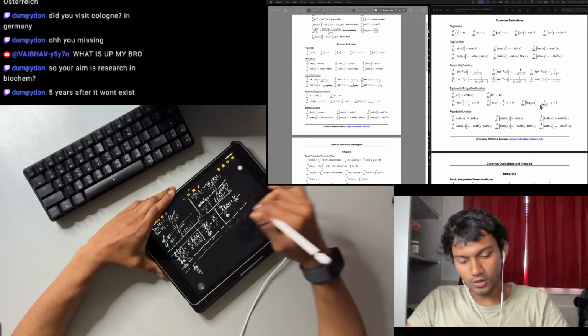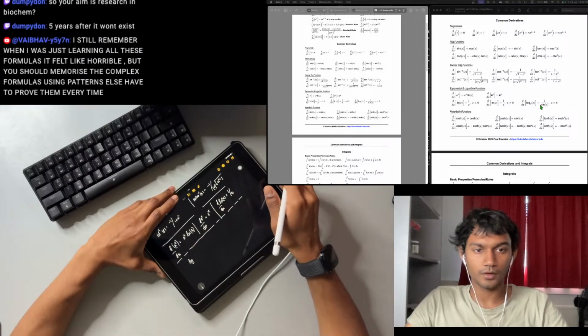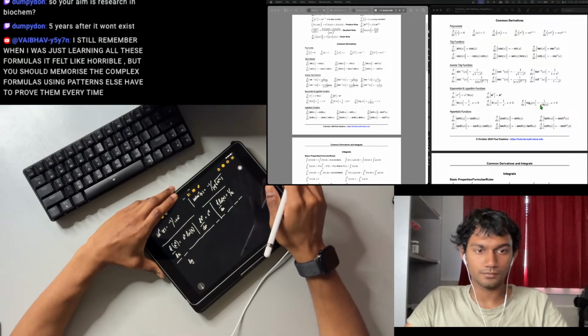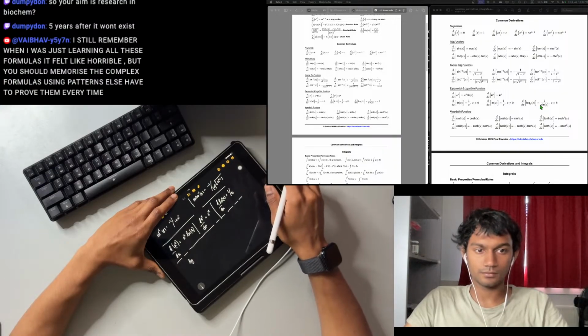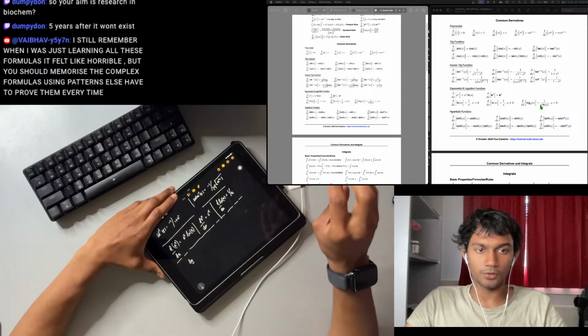What is this log called? It's not natural log. This is log to the base 10. You should memorize the complex formulas using patterns, else you have to prove them every time.